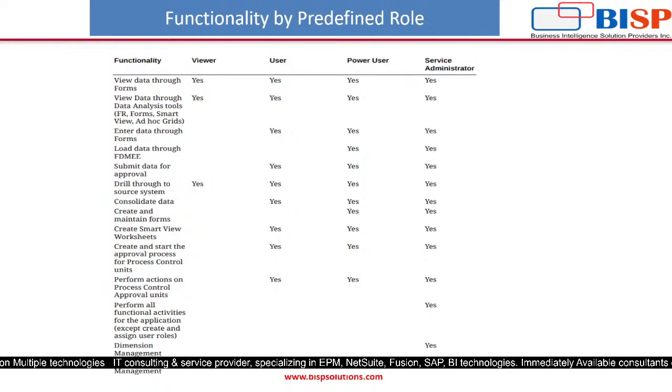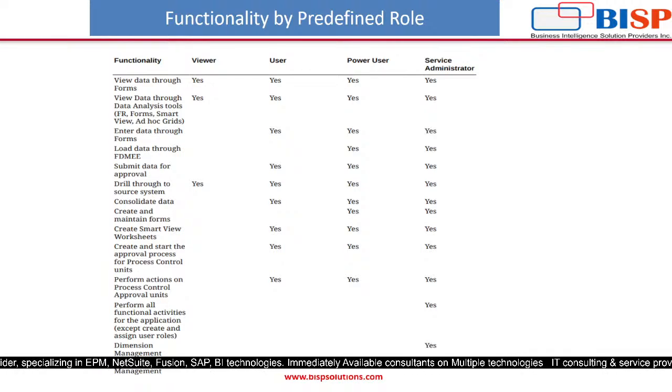And from here you can see the viewer can view the data through forms, can view the data through data analysis tools, FR forms, through Smart View, through the ad hoc grids, and it can drill through to the source system. From all these functions, these three can be performed by the viewer. The user can perform all except the last three, that is performing all the functional activities, dimension management, and member formula management.